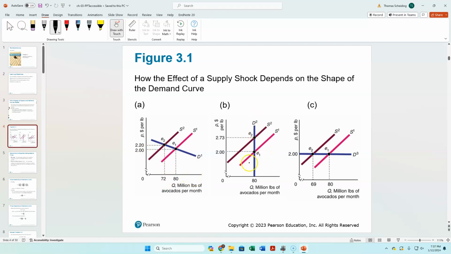Here, you could have an infinite change in the price, and it causes no change in the quantity. And here, if you were to change even the price by a little bit, you would completely lose all of your quantity.